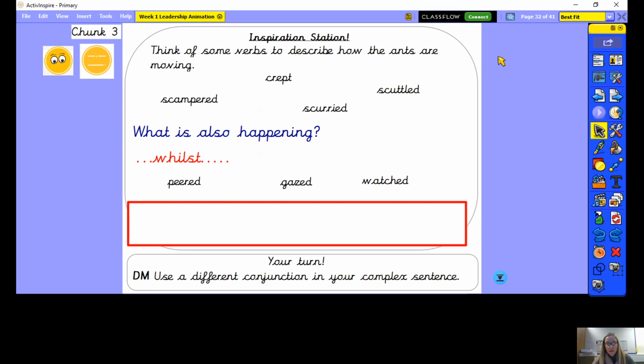Okay, so for the final part of describing our setting, we're thinking about the ants, how they appear on the path and how they're moving. So let's think about some verbs to describe how the ants are moving. Now, my ideas would be words like scampered and crept and scurried and scuttled. What verbs can you think of to describe how the ants are moving?